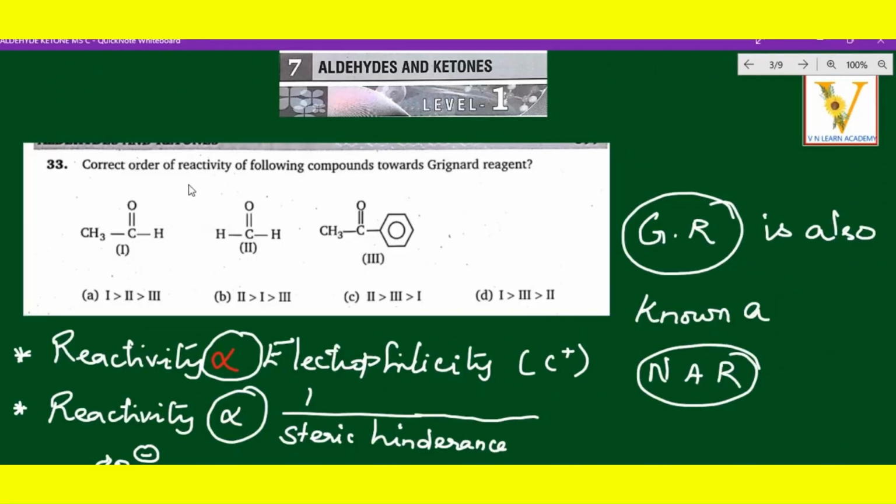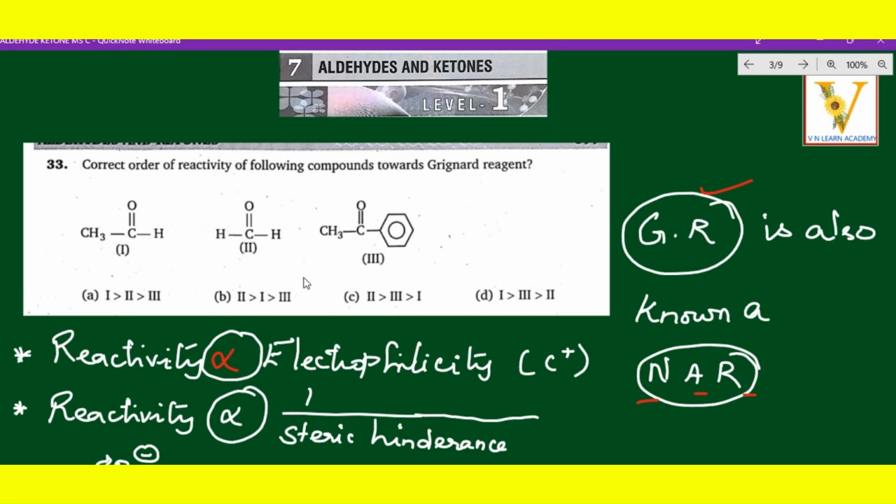They are asking in this question for the correct order of reactivity of the following compounds towards Grignard reagent. Grignard reaction is actually a nucleophilic addition reaction. That is what I have very clearly explained for you to understand. Now let us check the options and the reactivity order. Here this is acetaldehyde, CH3CHO, this is formaldehyde, HCHO, and this is acetophenone, CH3COC6H5, right? Now, which is more reactive, which is less reactive?